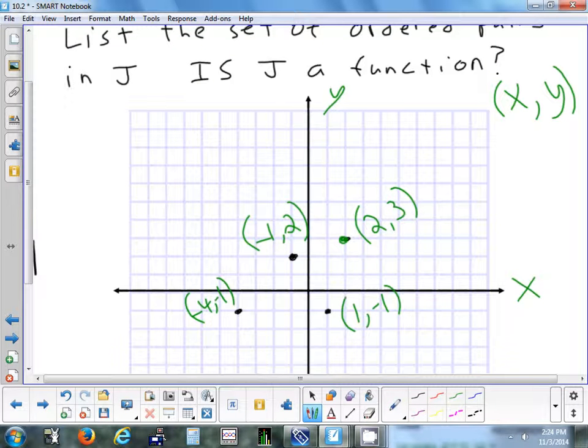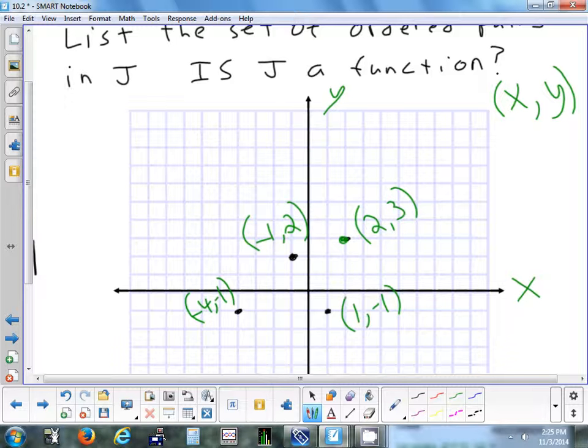Now, is this a function, yes or no? To determine if it's a function, Joe, what should I be looking at? Which one should I be looking at to determine if it's a function? The one on the right. No, not the one on the right. What should I be looking at to determine if it's a function or not? Which coordinate? Or which coordinates? Who can help? Austin, how about Joe? What should he be looking at? The first what?